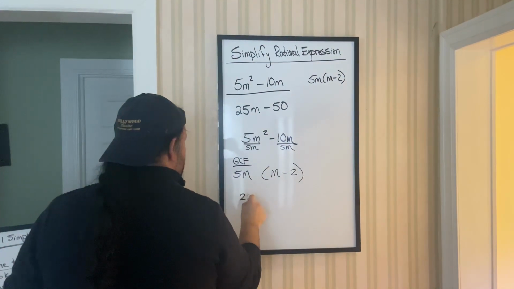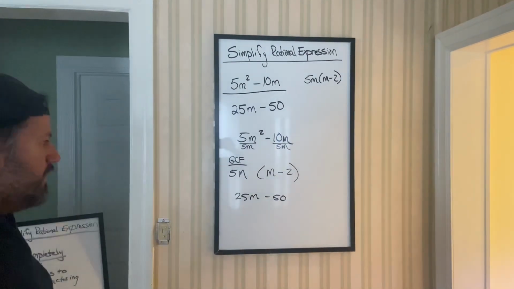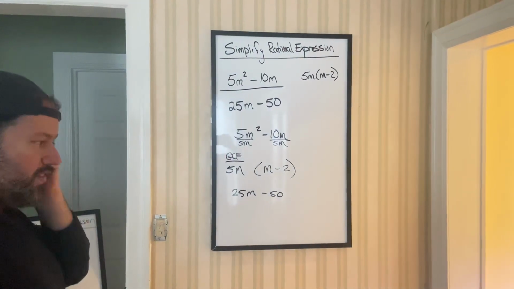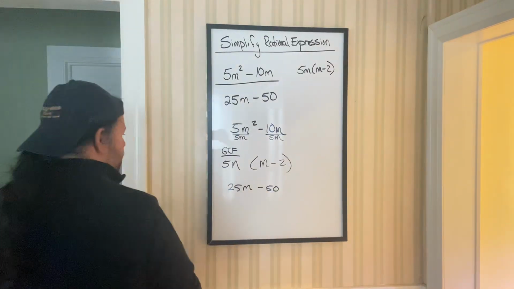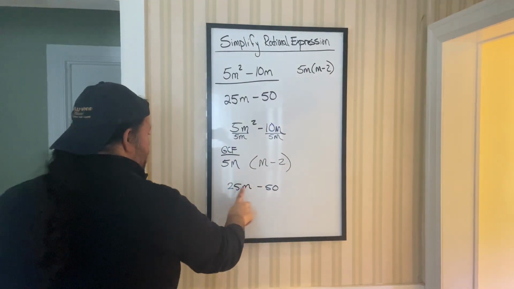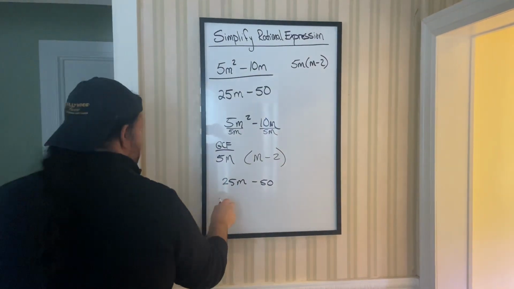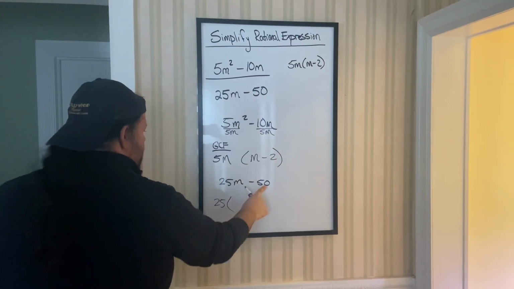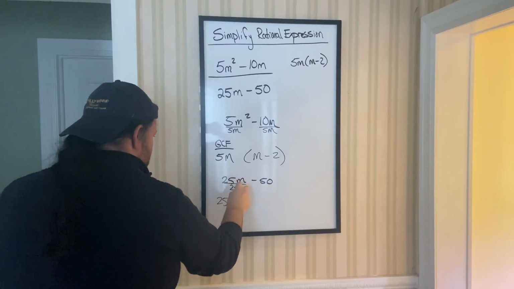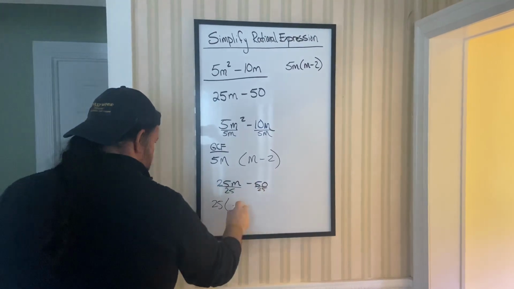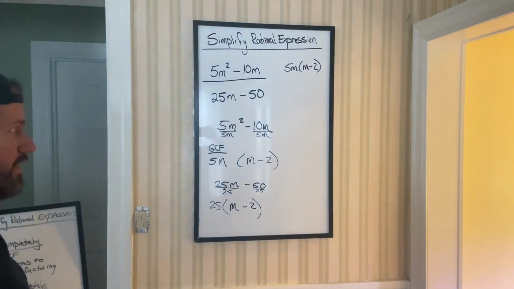Let's break down 25m minus 50 now. Even though it's two terms, you're going to see, do we have any GCF? No matching parentheses here, but we have the same number. There are no letters, and it doesn't start with a negative, but remember, this is the same thing as 2 times 25. So if I divide each term by 25, my leftovers are going to be m minus 2.